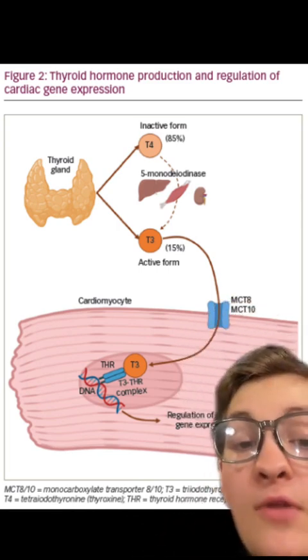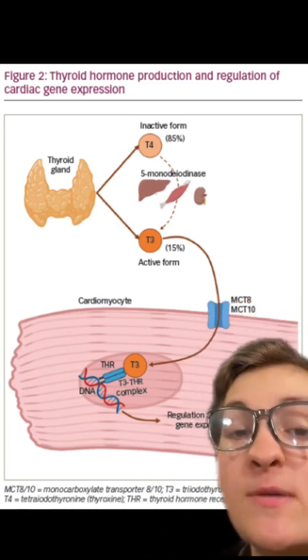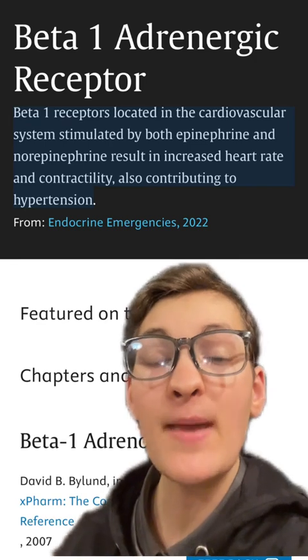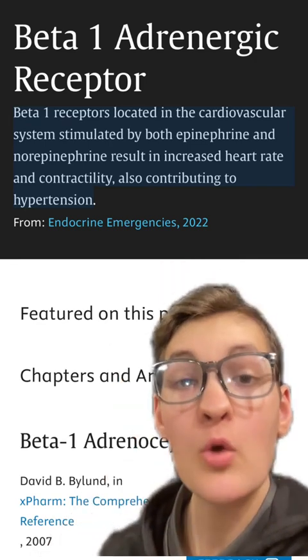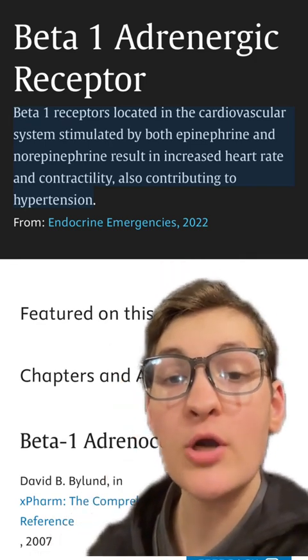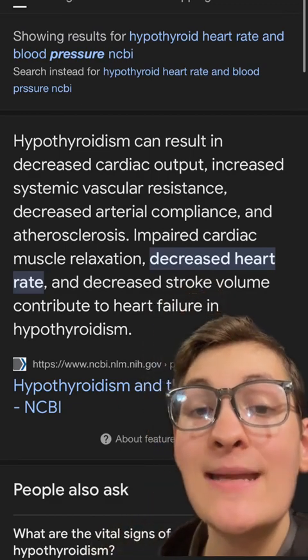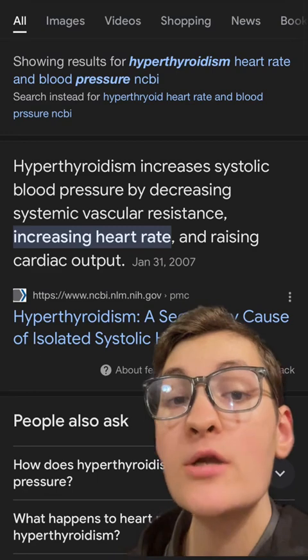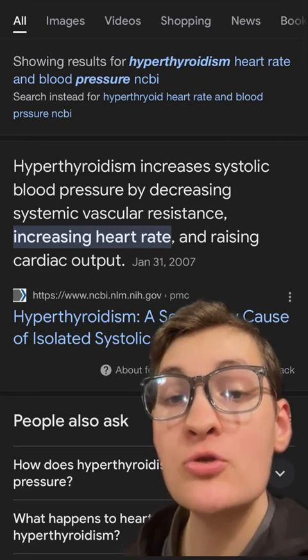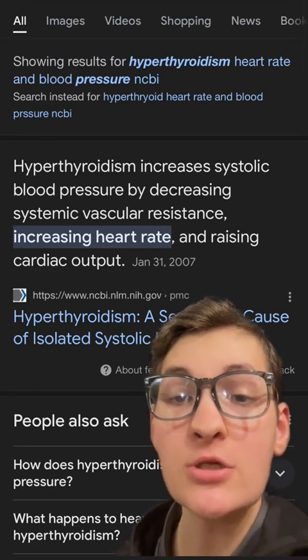Another site of action is on the heart. The main effect is that the thyroid hormone increases the production of specific proteins, specifically the beta-1 adrenergic receptor, which controls heart rate and blood pressure, which is why patients with hypothyroidism have a decrease in heart rate and a decrease in blood pressure, whereas those with hyperthyroidism have an increase in blood pressure and increase in resting heart rate.